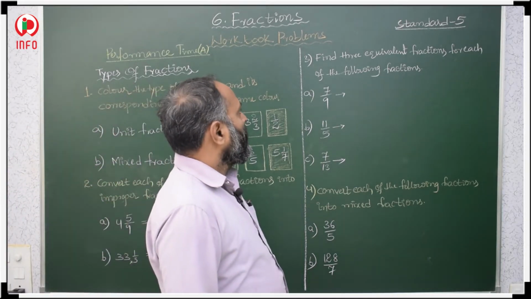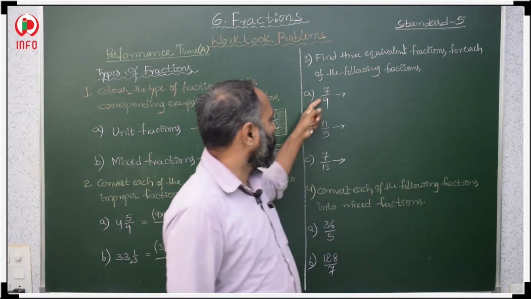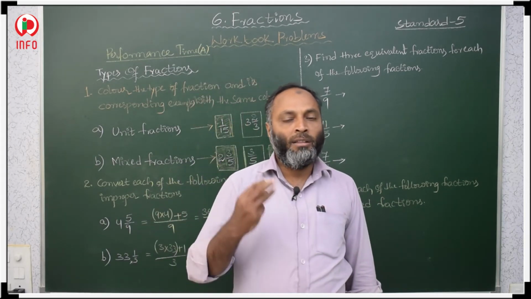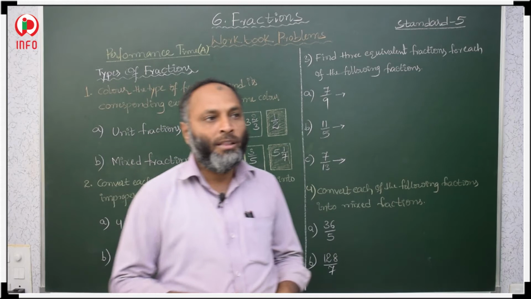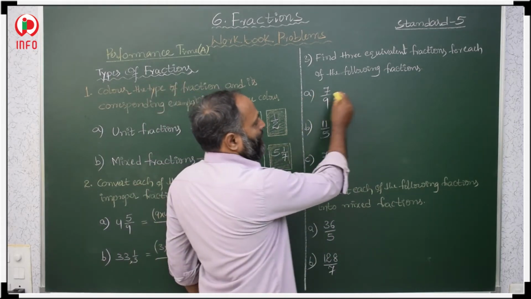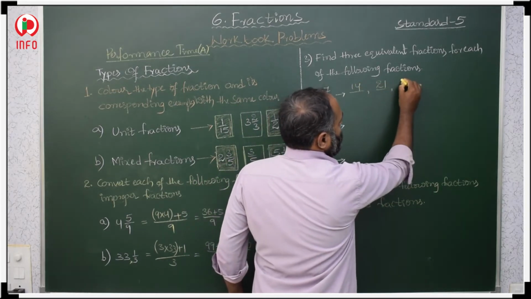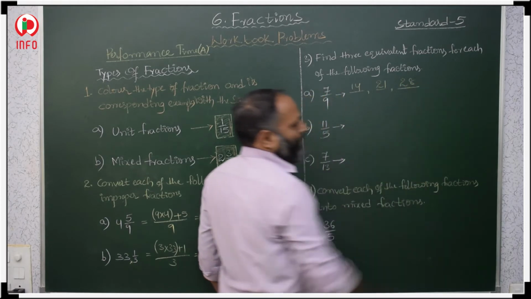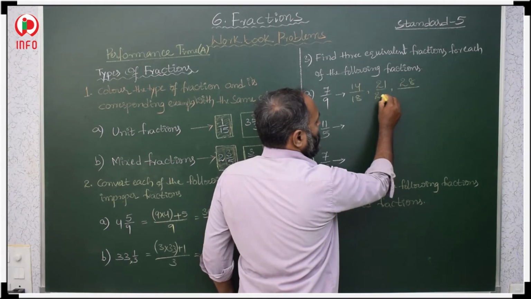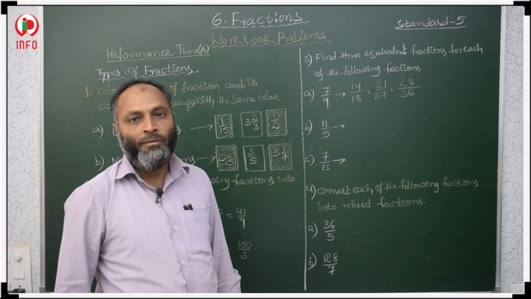Okay. Here find three equivalent fractions for each of the following. Three fractions are given, and for these we have to write three equivalent fractions. How to write them? 7 by 9 first. 7 1s are 7, 7 2s are 14, 7 3s are 21, 7 4s are 28. Till 7 4s we have to write. 9 2s are 18, 9 3s are 27, 9 4s are 36. These three are equivalent fractions.